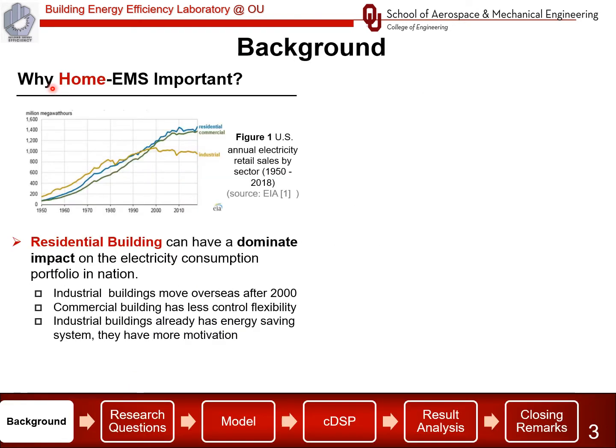So why is home EMS so important? The picture here is the US annual electricity sales. The residential building is the blue curve. It actually consumes a lot of energy. The industrial building, the yellow curve, actually moved overseas after 2000. And because they have more motivation to save energy, they already have a mature energy saving system. Commercial buildings have less control flexibility because they have their own purposes for their activities. So it's time to pay more attention to residential buildings.